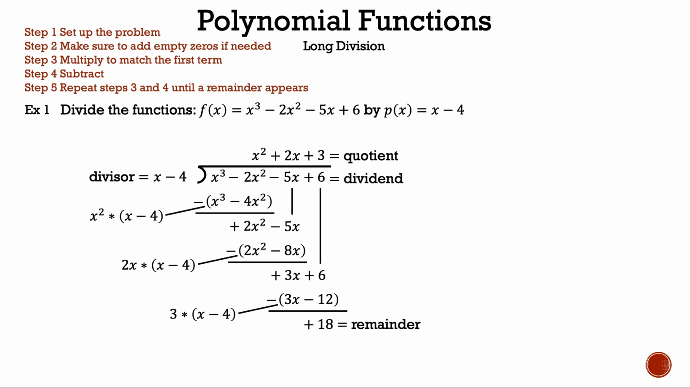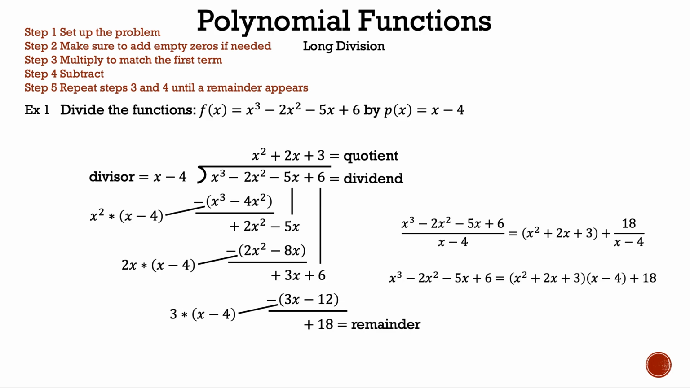Now, there are two ways to write the answer. The first one is x cubed minus 2x squared minus 5x plus 6 all over x minus 4 is equal to the quantity of x squared plus 2x plus 3 plus 18 all over x minus 4.